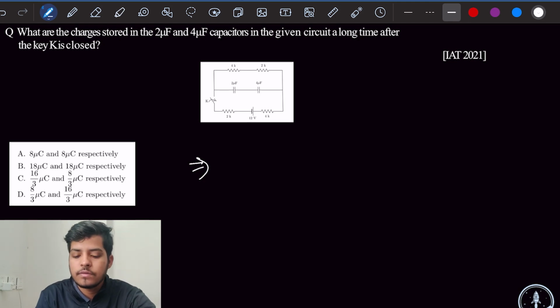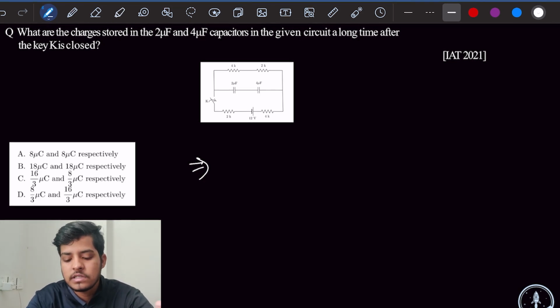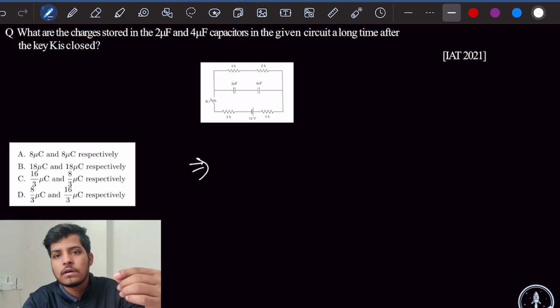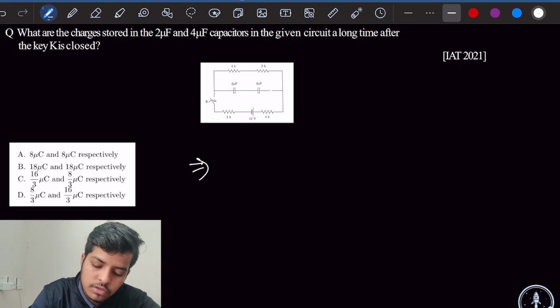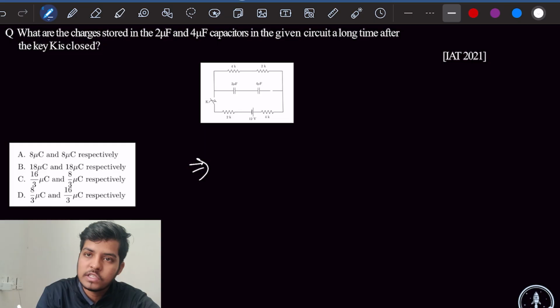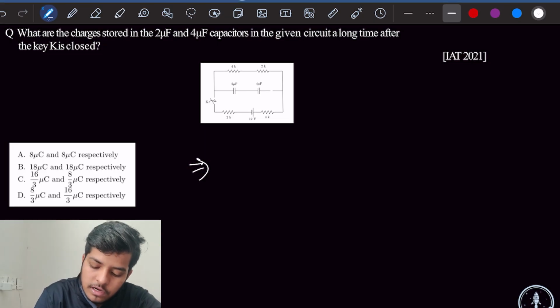हम जानते हैं कि स्टेडी स्टेट पे कैपेसिटर्स वाले चैनल में करंट जीरो हो जाता है, because infinite time के बाद कैपेसिटेंस वाले वायर में और उसके सर्किट में करंट will be zero. So current through this will be zero. उस चैनल में जिसमें कैपेसिटर लगा हुआ है वहां पे करंट जीरो होगा. सो बाय ओम्स लॉ करंट फाइंड कर लेते हैं जो कि इधर मूव करेगा.